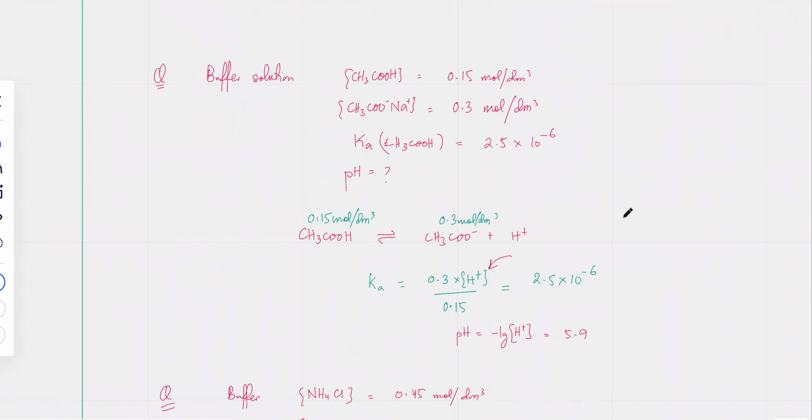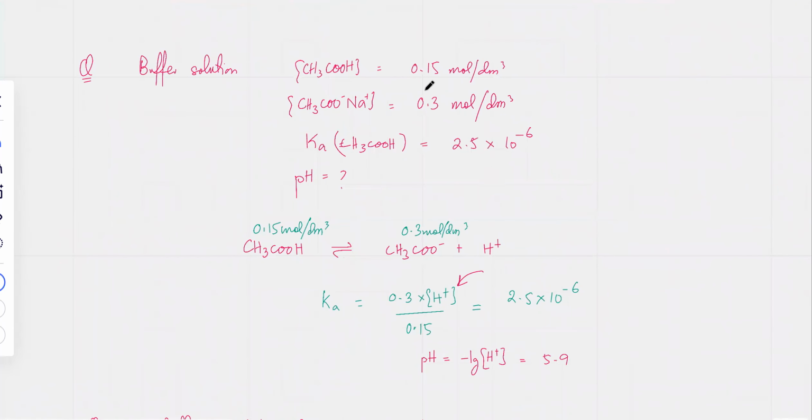We did questions, if you have a buffer and you have ethanoic acid and you have the conjugate base as well, always the conjugate base is usually present in the form of a salt. Ignore sodium ions. Think of them as invisible. They're spectator ions. They're not doing anything. So you have the two concentrations. The K is given. So you'll just plug in the values.